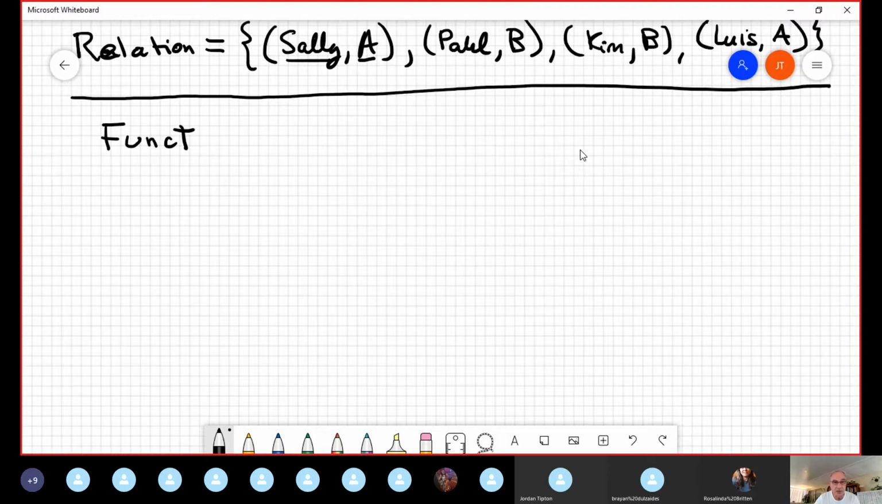Now a function. This is more complicated to understand. A function is a relation. It's a relation, but a special relation.